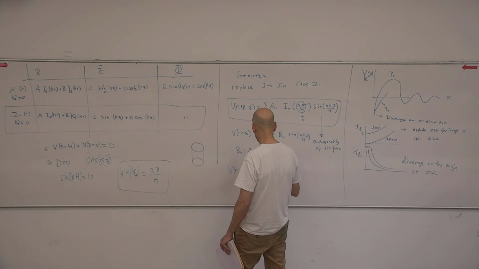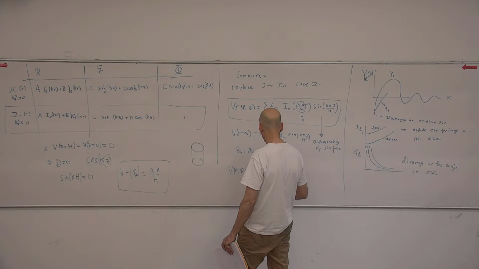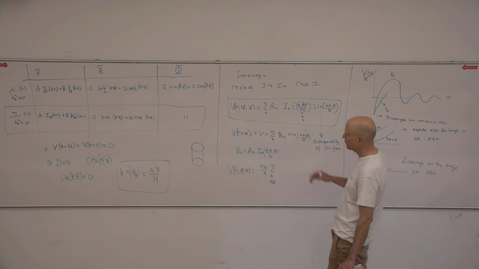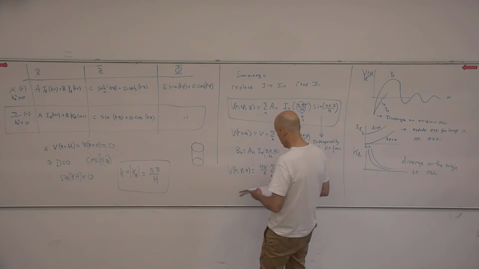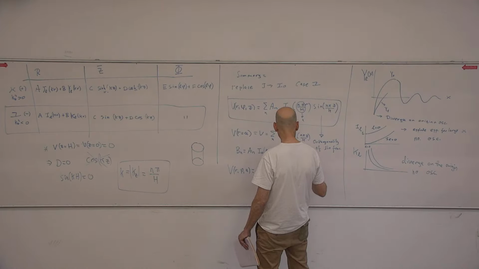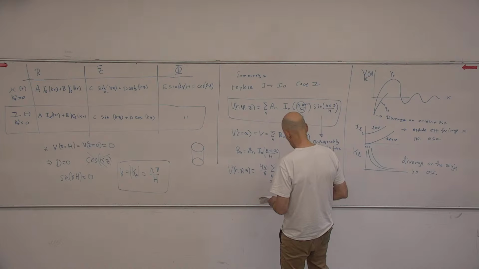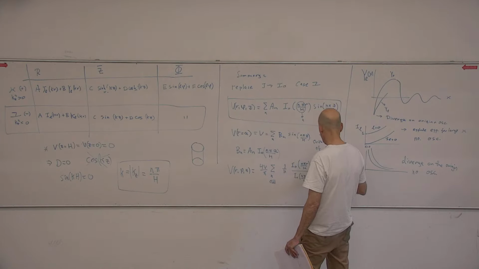Like this: 4V. You need to use normalization and all kinds of things like that. Sum over n, but only the odd ones, so n equal 1, 3, 5, etc. And 1 over n, I_0 of n pi r over h, divided by I_0 of n pi a over h, times sine of n pi z over h.